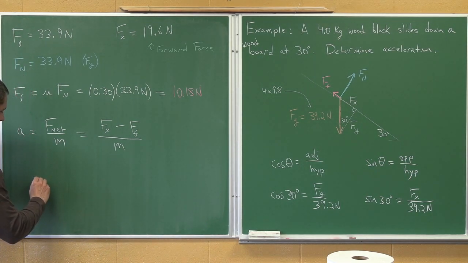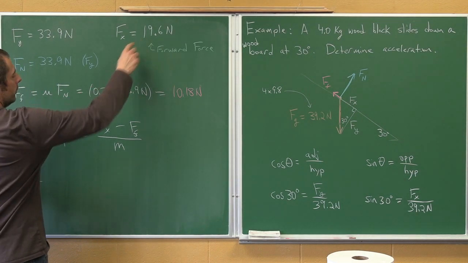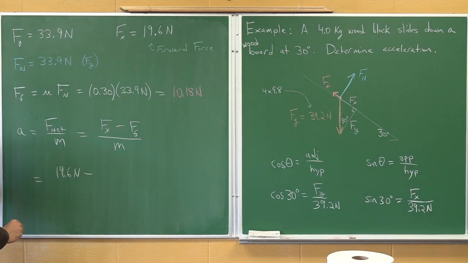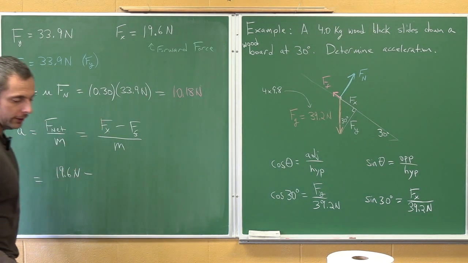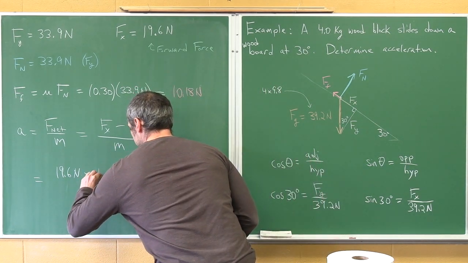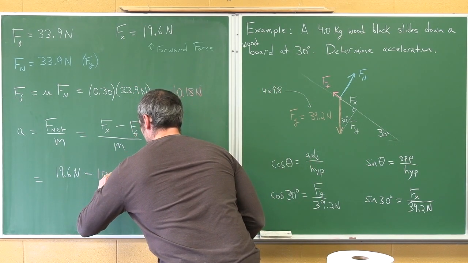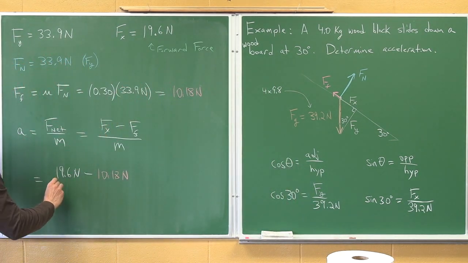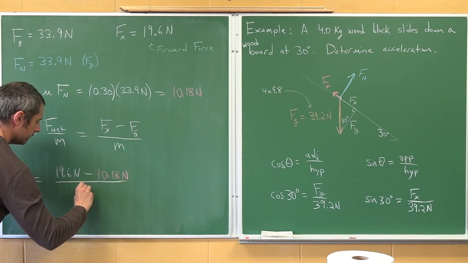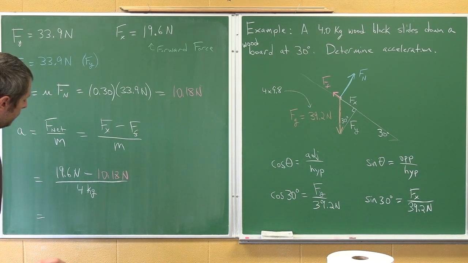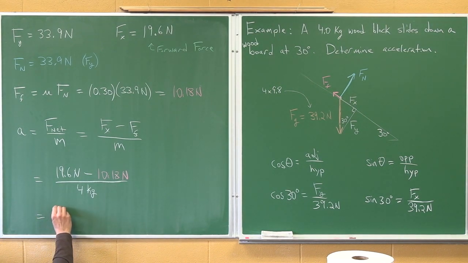So, as I said, the forward force is the 19.6 newtons. The backwards force of friction is the 10.18 newtons. All over the mass of 4 kilograms. And when you divide that out on a calculator, you get 2.35 meters per second squared.